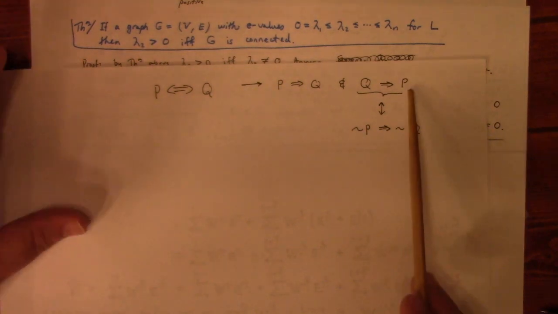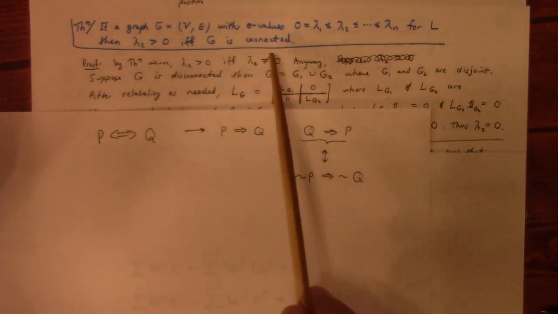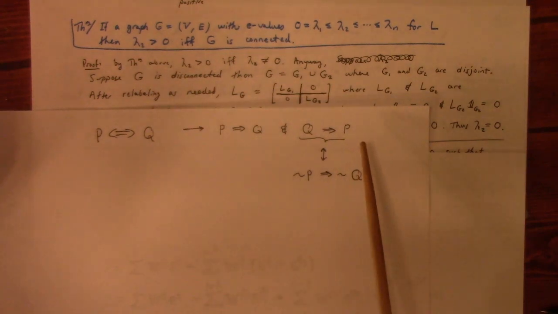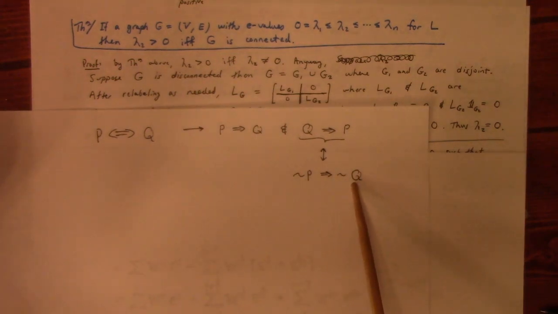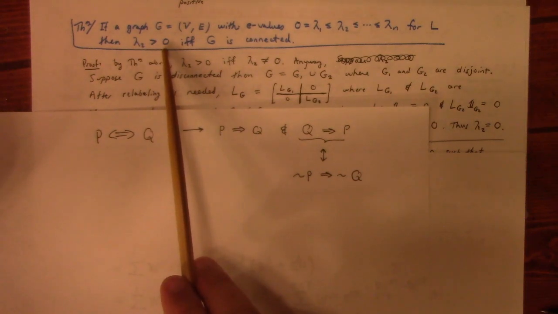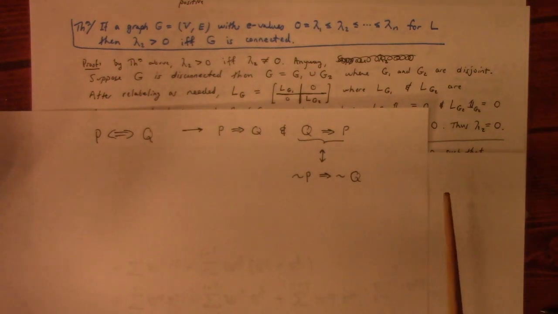Think of P being the condition G is connected. He's saying suppose G is disconnected. That's like the not P, right? Now he's going to try to show not Q. What's not Q? Not Q is that lambda 2 is not greater than 0, which would force lambda 2 to be equal to 0. That's what he's going to argue. So let's see how he does it.